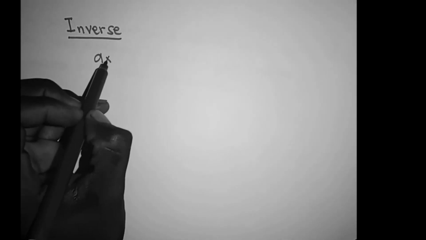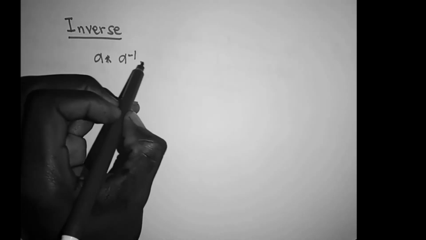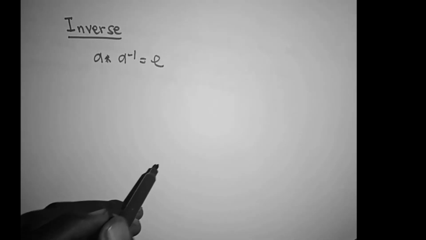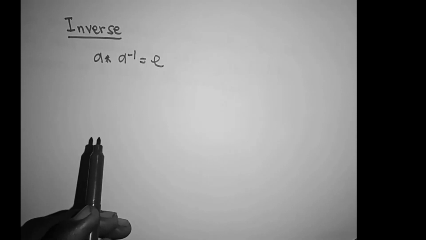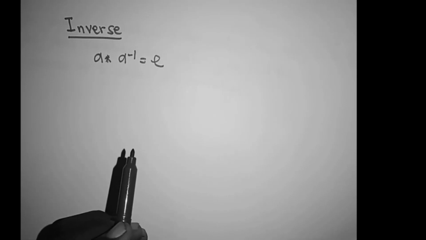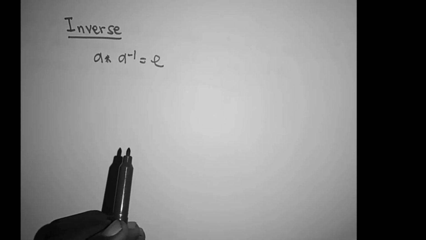Now that we've been able to find the identity element, the next thing is to find the inverse of a binary operation. What the formula says is that A operation A inverse equals the identity element. So anytime you operate a number by its inverse, you will get the identity element.